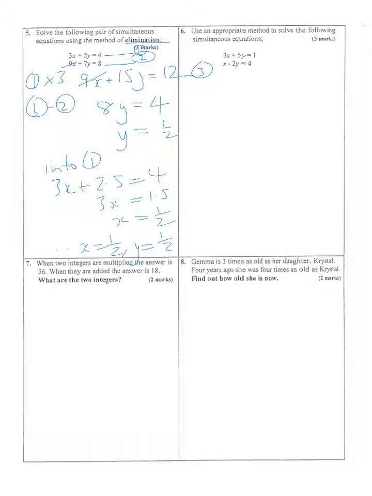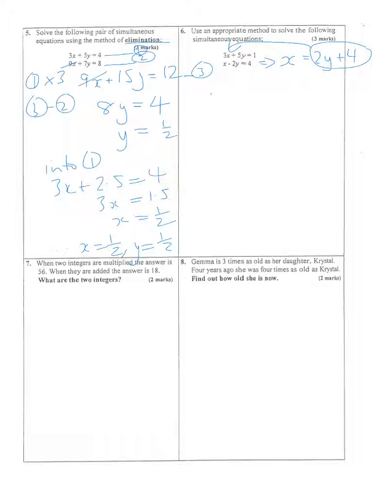Now use an appropriate method to solve the following. Okay, elimination, you could times equation 2 by 3. Or substitution, we're going to rearrange this one because it's already got 1x. So we get x. How do you get rid of minus y? We plus 2y. So we're going to 2y plus 4, or 4 plus 2y, doesn't matter. And we're going to put that where the x is.